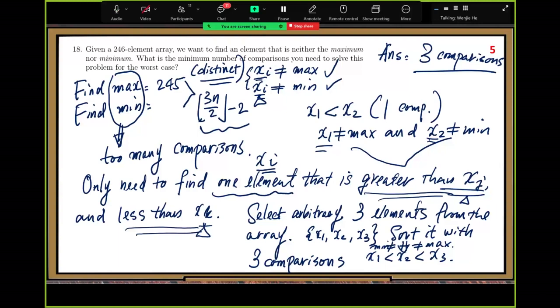So think about this question. Here you can see understanding. Why can we get this good solution? Three, based on our understanding. If you go the wrong way, if you want to find what is the maximum, what is the minimum, that's the wrong way. You waste too many comparisons. Hundreds of comparisons. Too much.